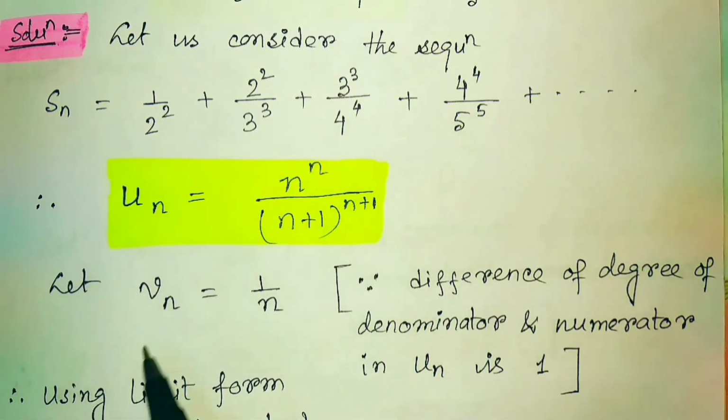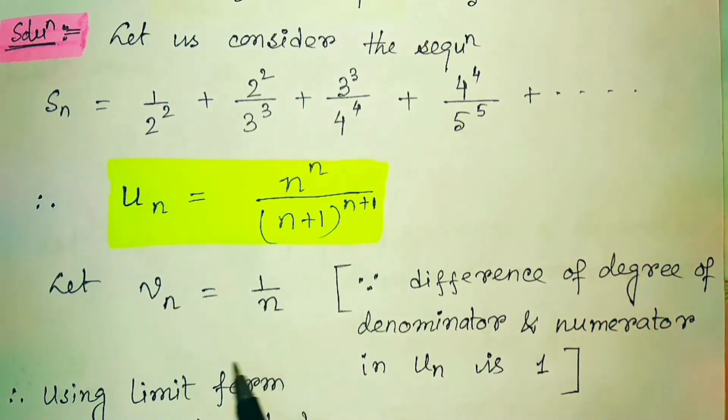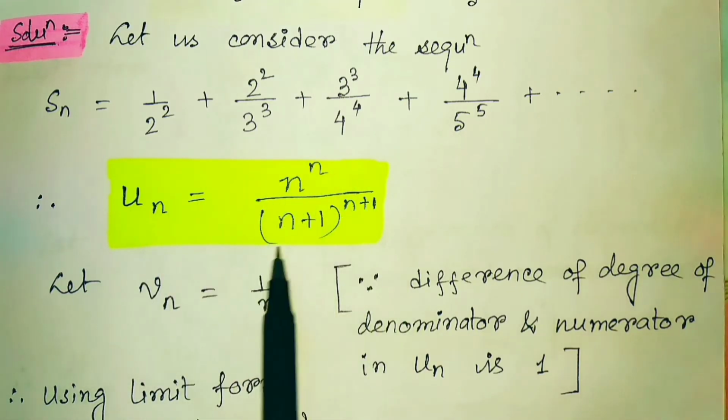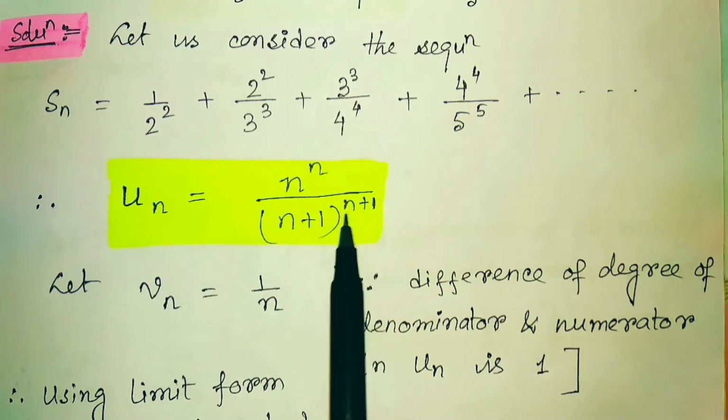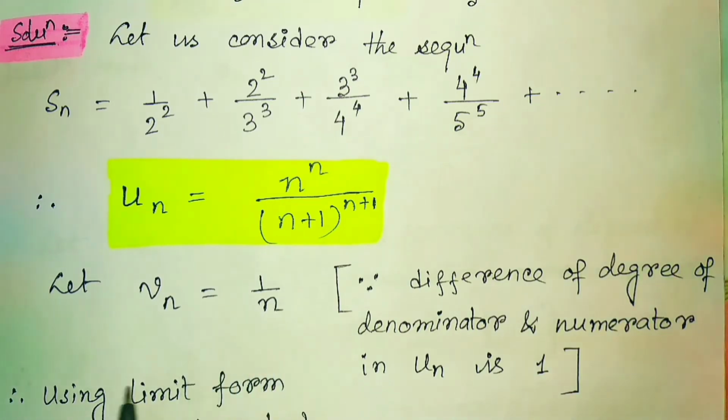Now let us consider Vn equal to 1 by n. So now the question is why we have considered Vn equal to 1 by n. That understanding is very essential. So how do we find what our Vn should be? At first we observe the denominator and numerator of this Un. After observing these two, find the difference of the degree of the denominator and the numerator.